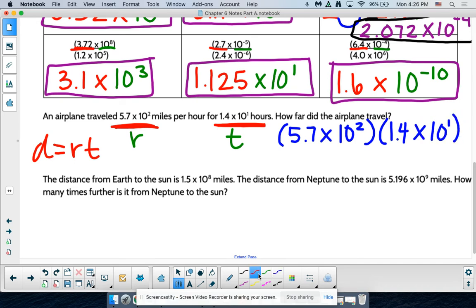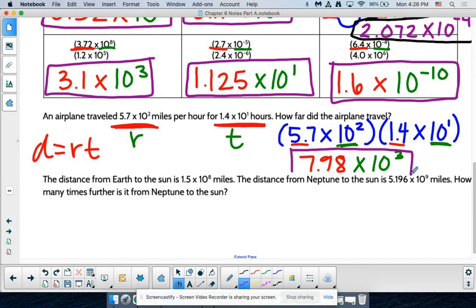All right, let's crunch it out, folks. Multiply our numbers here. 5.7 times 1.4, 7.98. Look at our exponents with our bases of 10 times 10. 2 plus 1 is 3. There we go. Perfect.